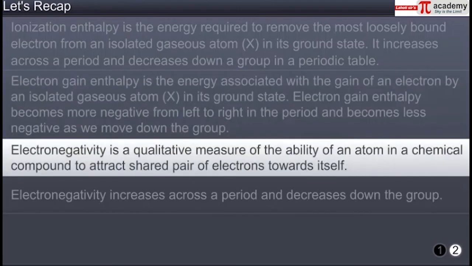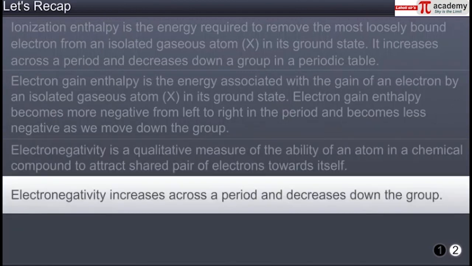Electronegativity is a qualitative measure of the ability of an atom in a chemical compound to attract shared pair of electrons towards itself. Electronegativity increases across a period and decreases down the group.